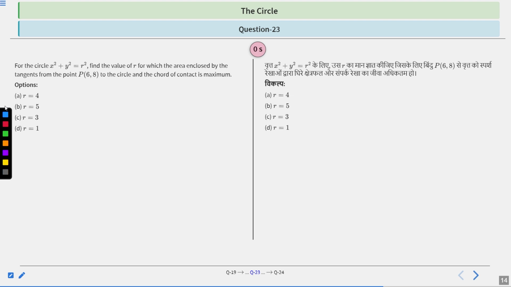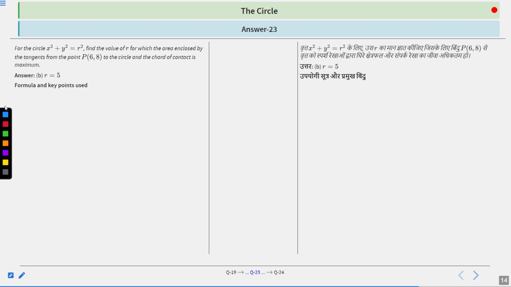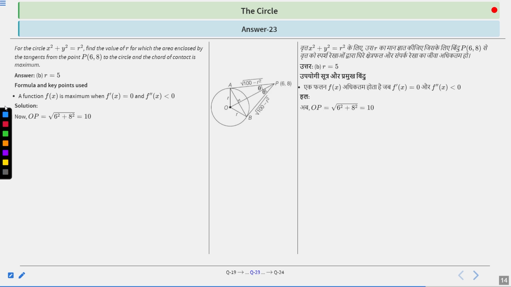Okay, let's move to the solution part. The formula and key points we will use in this question: a function f(x) is maximum when f'(x) = 0 and f''(x) < 0. Clear? So now we have a point P which is (6, 8) and O is (0, 0). Clear? So the distance between O and P is basically root over (6 − 0)² + (8 − 0)², which is equal to root over 6² + 8², which is equal to 10.